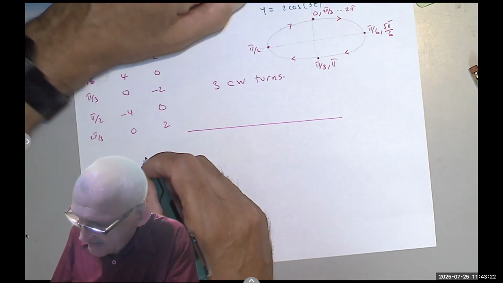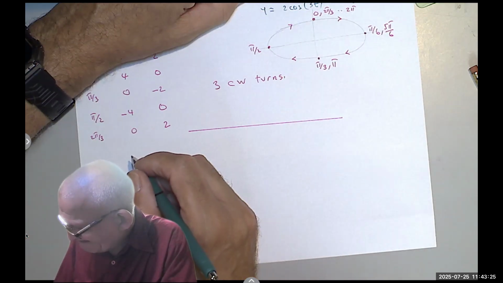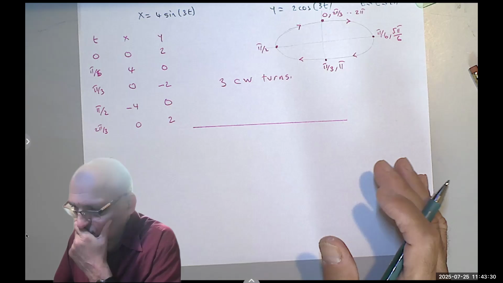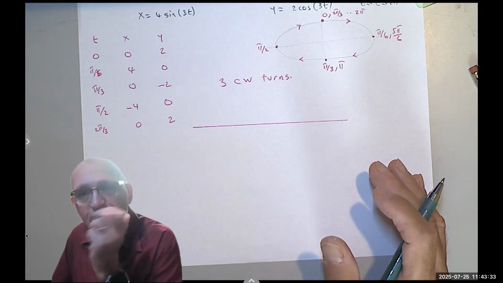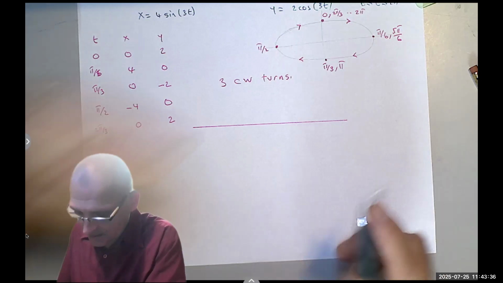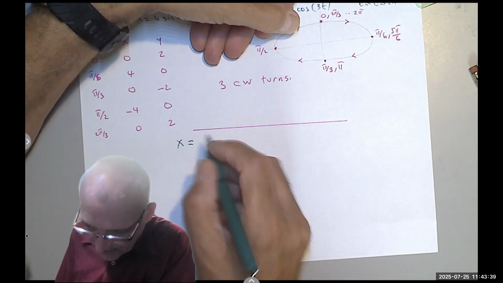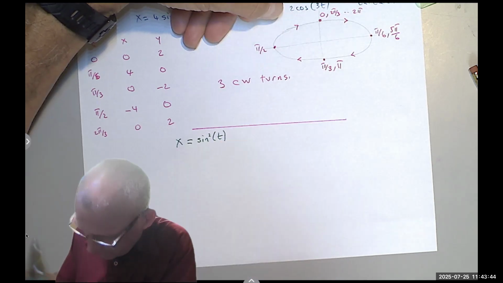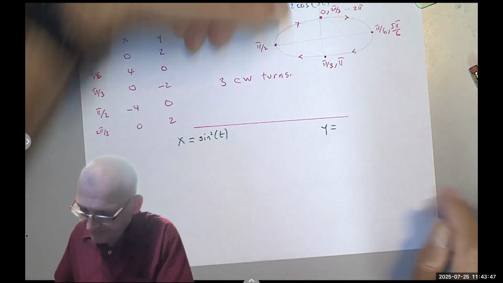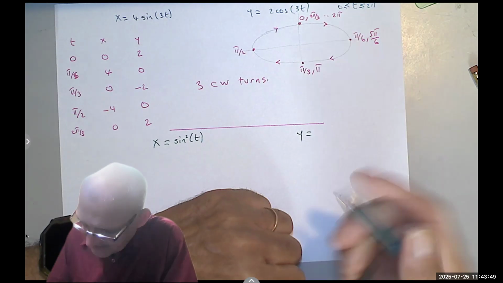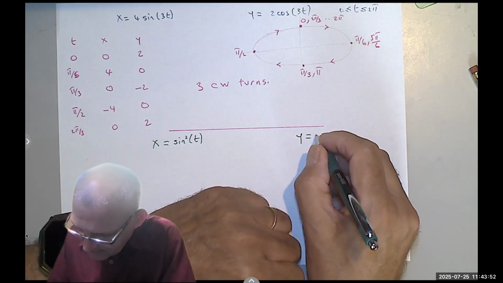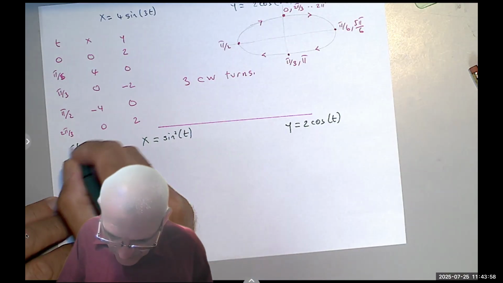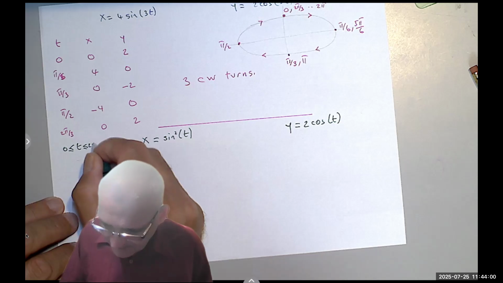Another example, let's say I want to make something like a parabola. Let's say x is, instead of sine, I make it sine square of t. And the y, I make it cosine t. Or let's say 2 or 3 cosine t. And again, t goes from 0 to 2 pi.